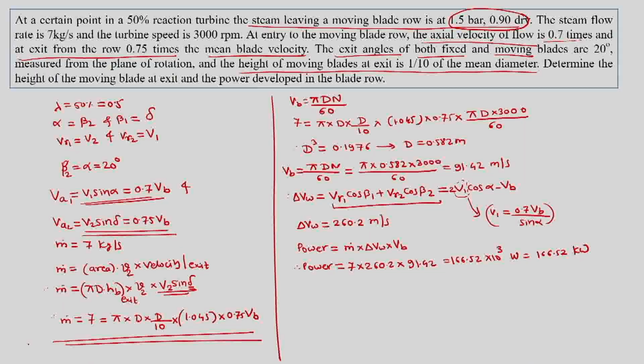So in this example, we saw that in a 50% reaction turbine, we can convert with the given constraints of the velocities at the exit or at the inlet, and then find out first the expression for diameter, and then make use of that to find out the necessary things.